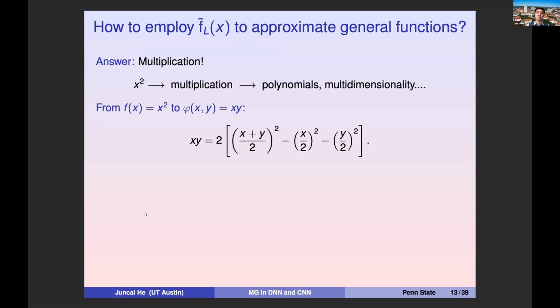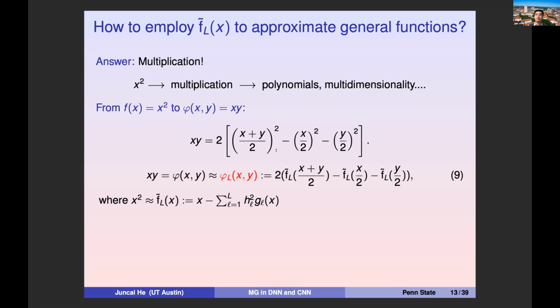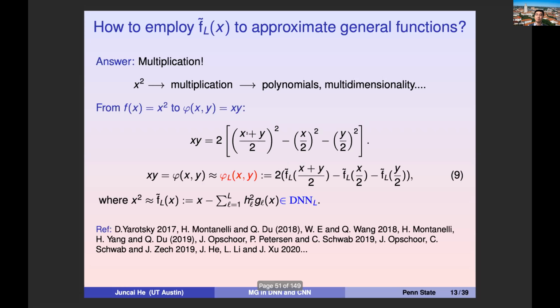This is the example. Think about if you have f(x) that is x squared, then you move to phi(x, y) that is xy. This is just a simple algebraic identity, right? For this algebraic identity, you use the x squared. If you repeat the x squared by using a DNN, this f tilde, then you construct a new DNN, phi L. Phi L is a DNN that can be used to approximate this x times y multiplication function.